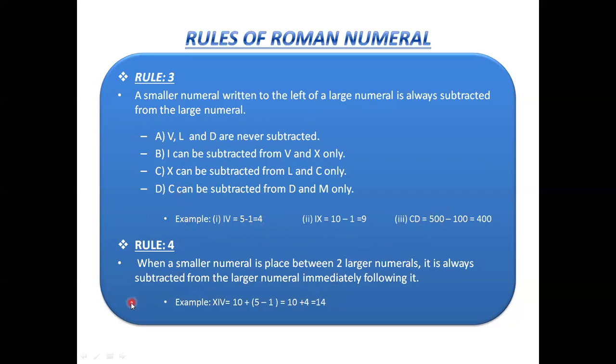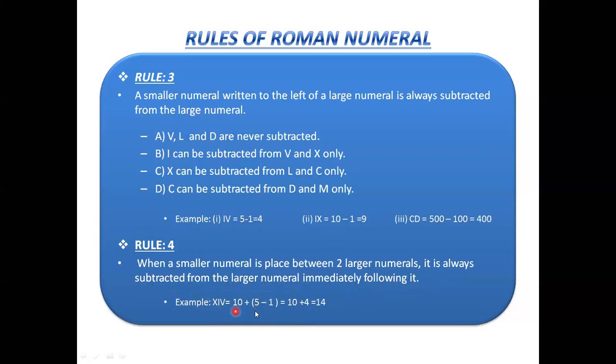Now rule number 4. When a smaller numeral is placed between 2 larger numerals, it is always subtracted from the larger numeral immediately following it. Immediately means the following one, not the one before. For example, X, I, V. I is smaller than X as well as V. So the smaller numeral is placed between 2 larger numerals. So what we have to do? It is always subtracted from the larger numeral immediately following it, not the one before.